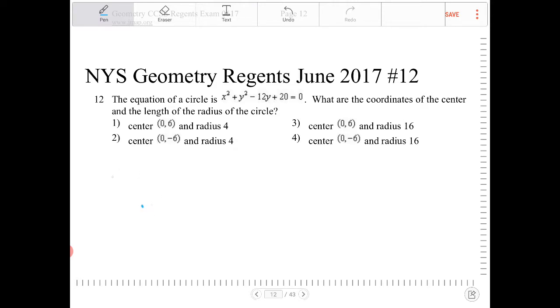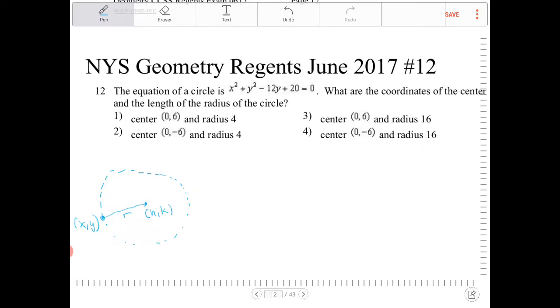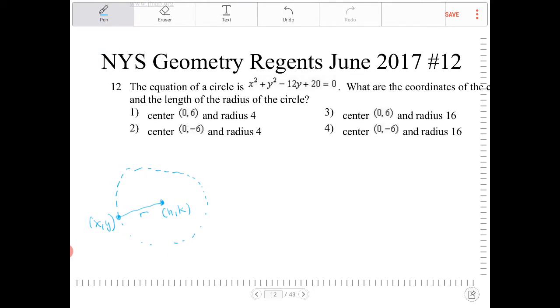A circle is a set of points that are all uniformly equal in distance away from a common point. And we refer to that distance r as the radius. The center has coordinates of h comma k, and the points on the circle have coordinates of x comma y. So how do we describe this relationship between the points on the circle and the center of the circle?